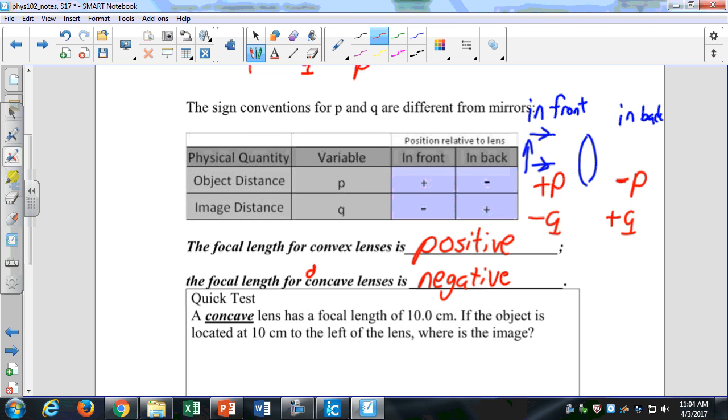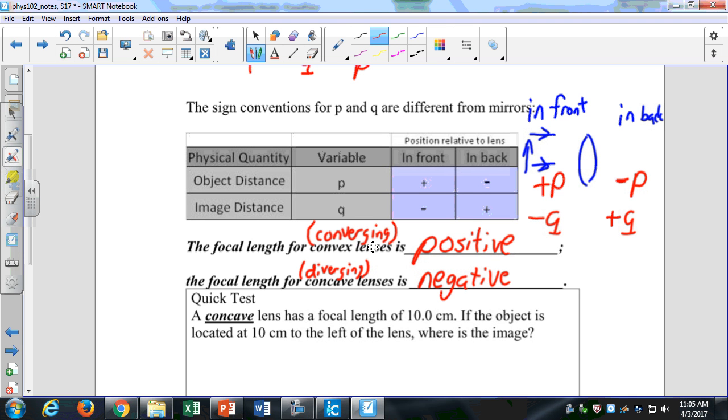Remember, these are diverging. These are converging. I know that with mirrors, we saw that concave mirrors had a positive focal length, but those were diverging mirrors. So that's the difference. If it helps you to think about these as converging and diverging, that's okay. They're similar in the focal point and how that works out. You understand what I just said?